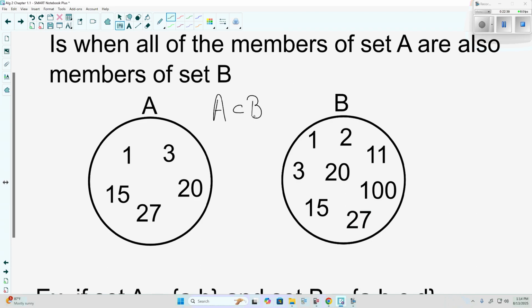Now, here's a question for you. Can we say that B is a subset of A? No, because there's stuff in B that is not contained in A. So we have to change this statement a little bit. Draw a line through it. Now we've changed it to saying that B is not a subset of A.